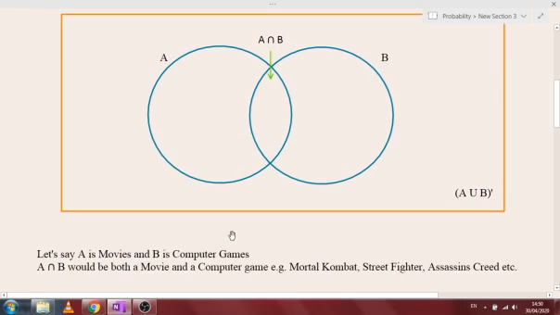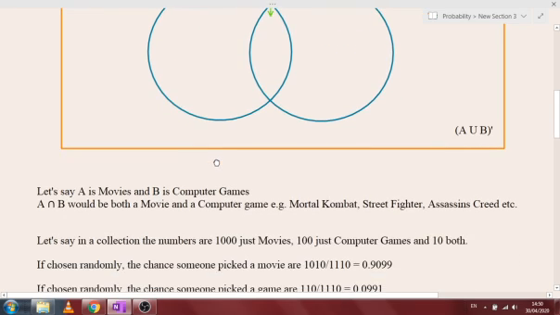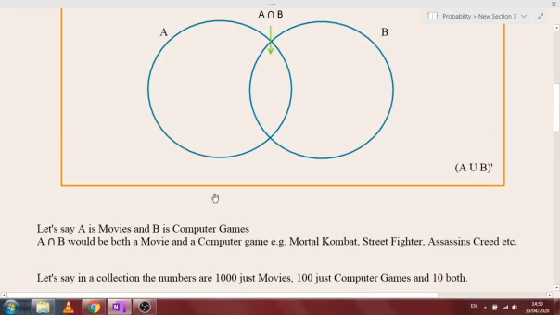Anything outside of the Venn diagrams will be in the space outside the circles within the universe. So I'm going to take an example here to look at conditional probability. Let's say A is movies, B is computer games, and the intersection will be something that's both a computer game and a movie. A few that came off the top of my head: Mortal Kombat, Street Fighter, Assassin's Creed, some things like that. Let's say in a collection there are 1,000 things that are just movies, 100 things that are just computer games, and 10 that are both.